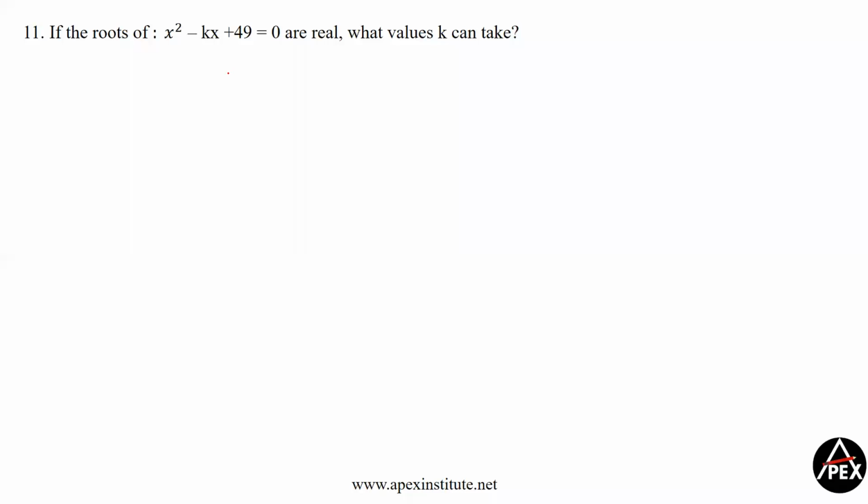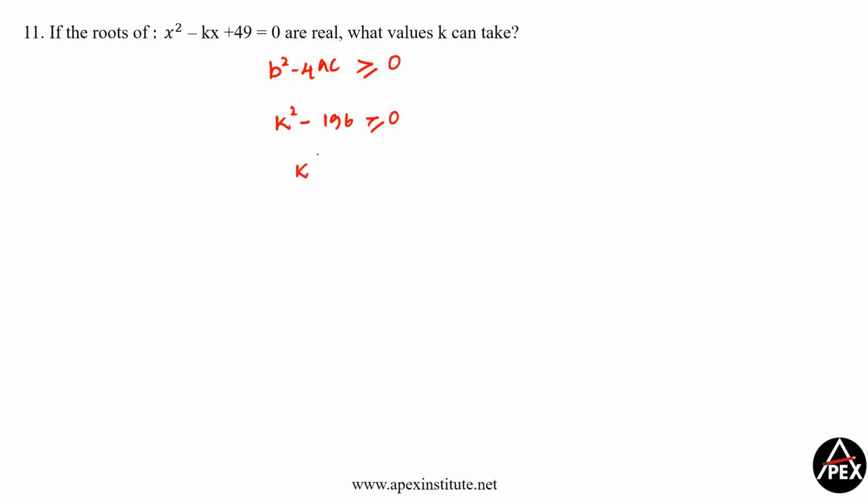Okay. So given that x square minus kx plus 49 is equal to 0 has real roots, can I say that b square minus 4ac should be greater than or equal to 0? Isn't it? So this should be greater than or equal to 0. The value of b is minus k, so minus k whole square is k square, minus 4 into 49, which is 196. This should be greater than or equal to 0.